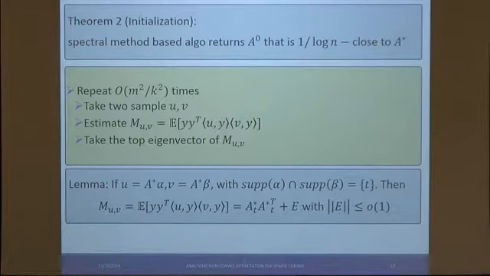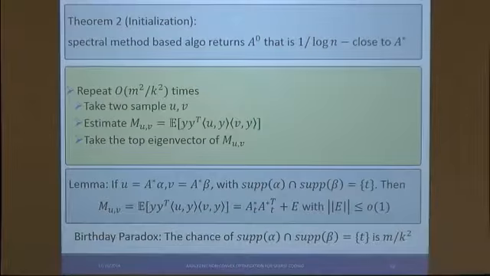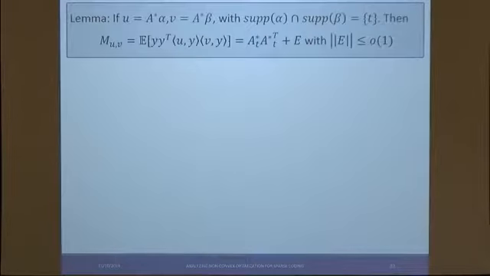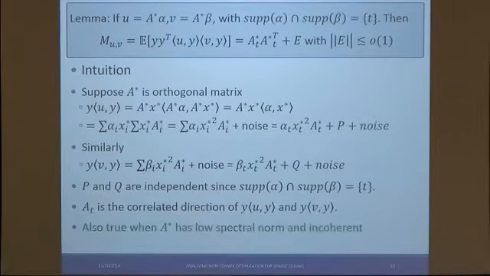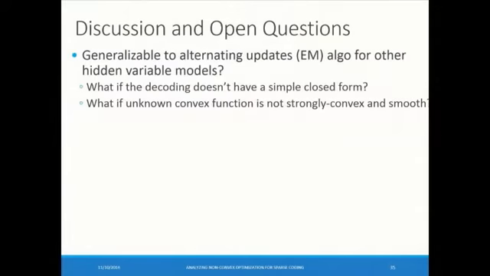So let me skip the rest. The chance that such a thing happens is not too small. It's m over k squared by the birthday paradox. So you really have some chance to find such a phenomenon. Let me skip the rest of this and jump to the discussion and open questions.